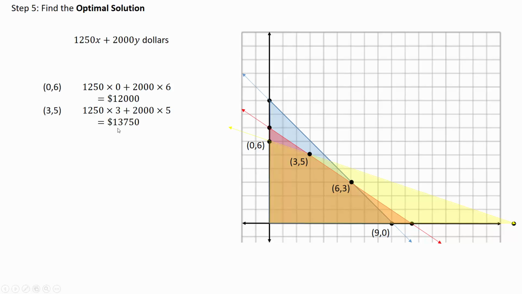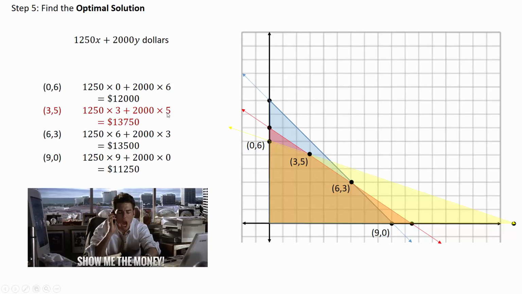For 3, 5, I would have 13,750. For 6, 3, I'd have 13,500. And for 9, 0, I'd have 11,250. So which one should the factory owner go for? That's right, it's this one up here.